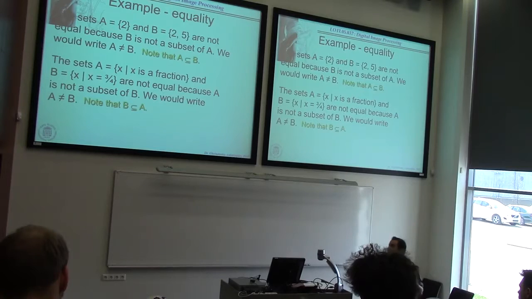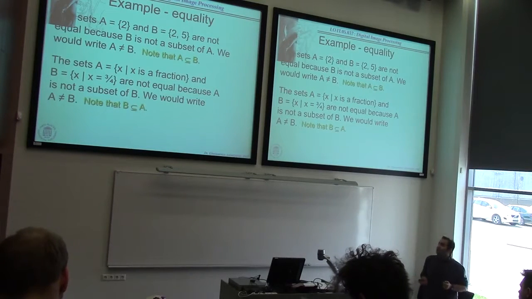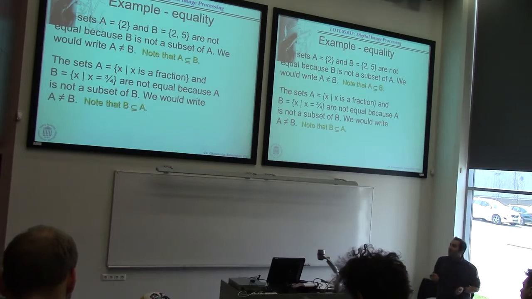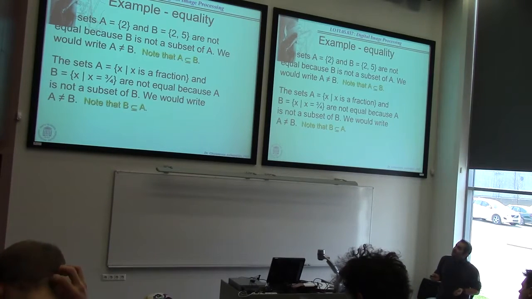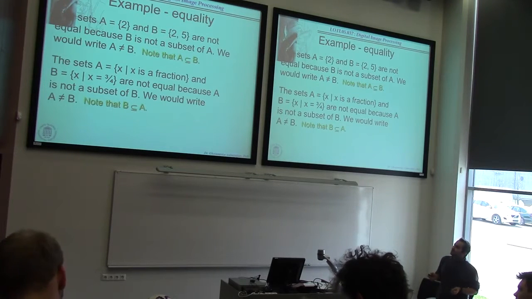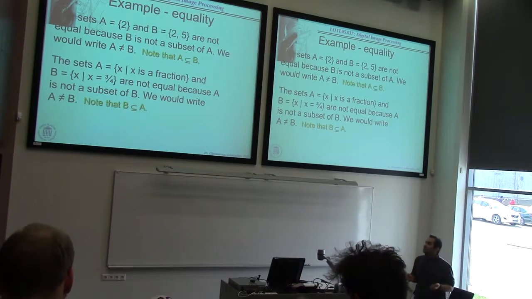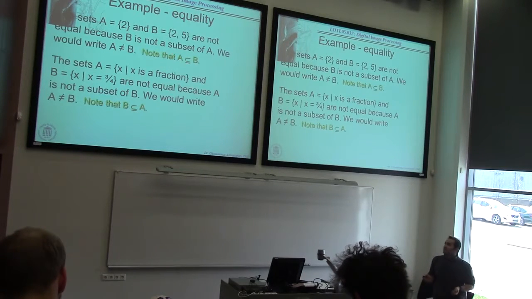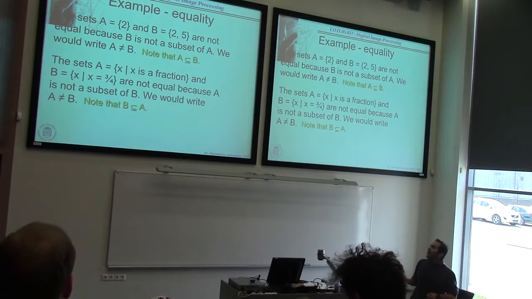Sometimes a set is a subset of another set, but it doesn't mean that the other set is also a subset of this set. For example, in this part, we have the set A with the number 2, and the set B with the numbers 2 and 5. It means that A is a subset of B because all elements of A are in B, but B is not a subset of A because the number 5 remains here.